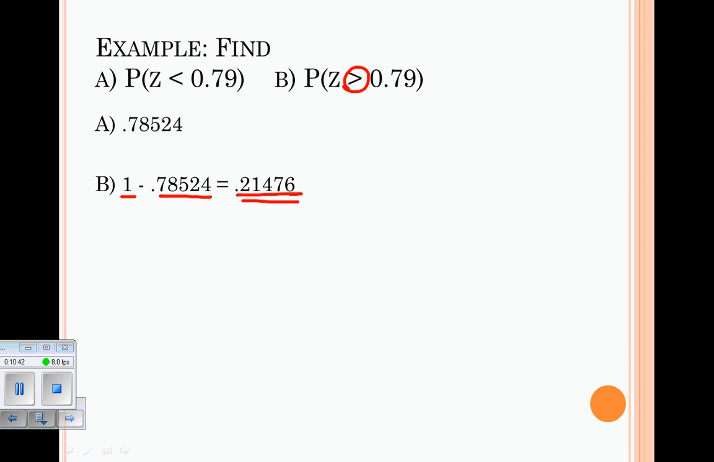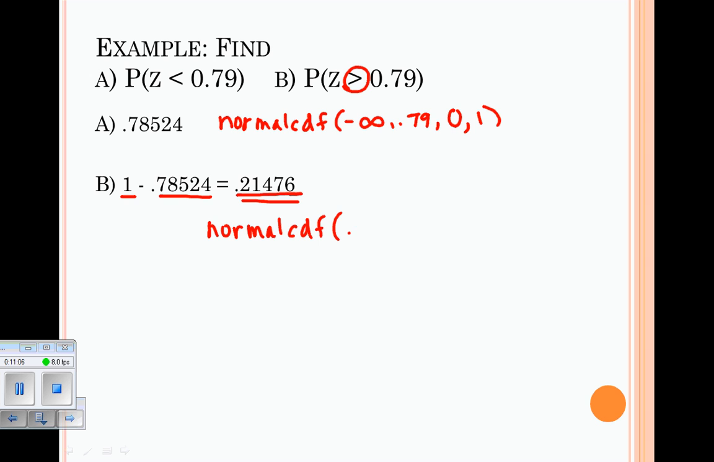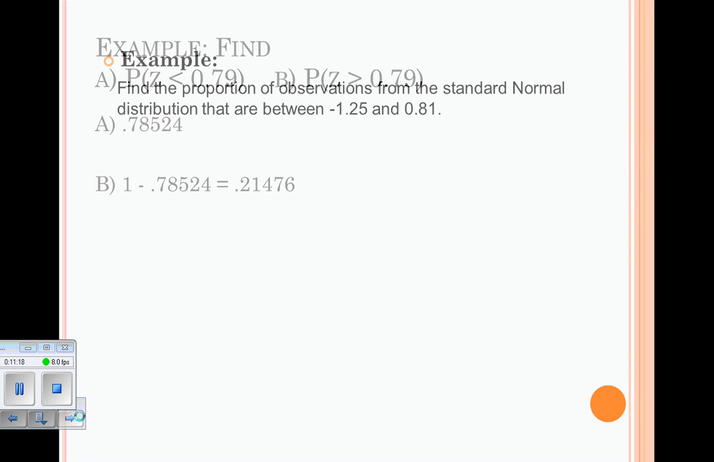Now, on A, if you wanted to do that in your calculator, you go normal CDF, negative infinity, so like negative 99999, all the way to 0.79 with a mean of 0 and a standard deviation of 1. Part B, if you want to put that in your calculator, now you're starting at 0.9 and you're going to infinity, so you could put like 999999999 with a mean of 0 and a standard deviation of 1. And you will get a more exact answer.